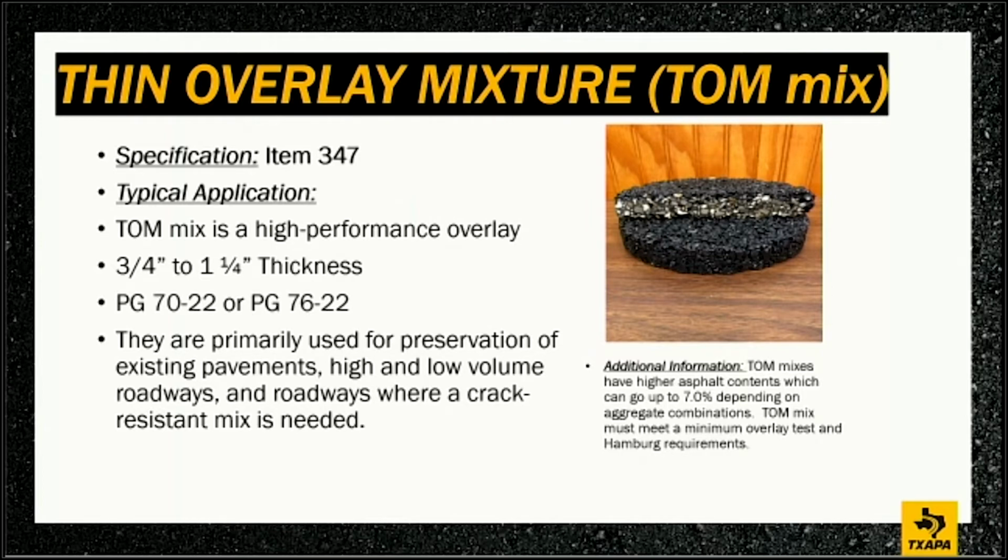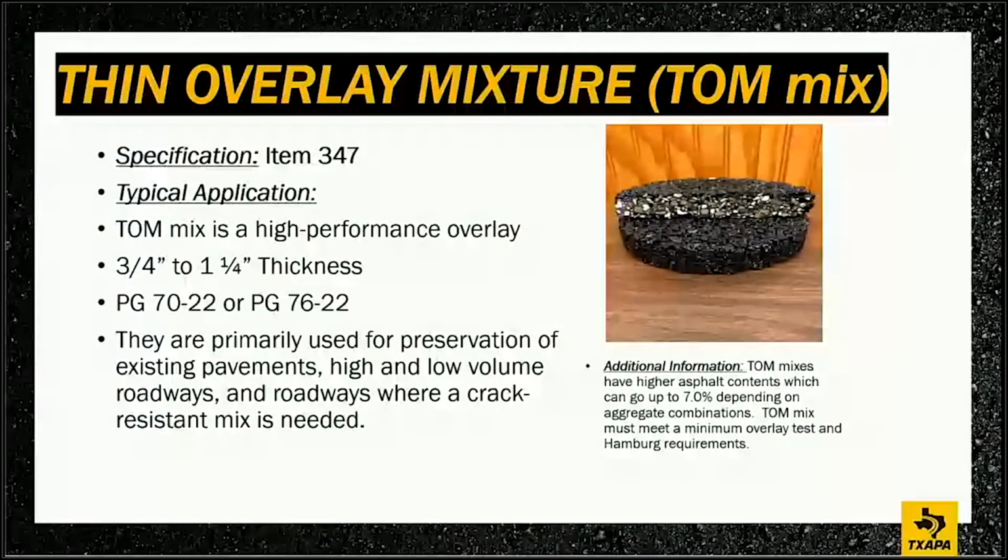In the Austin district, we use a lot of 70-22, but most of the time mixes are utilizing a 76-22. But if you notice, they're both modified. So you really need to use a modified oil with that aggregate structure to get the most use out of this. They are used as a pavement preservation tool. We can use them on any roadways. This material is very crack resistant. I mean, it's very flexible.